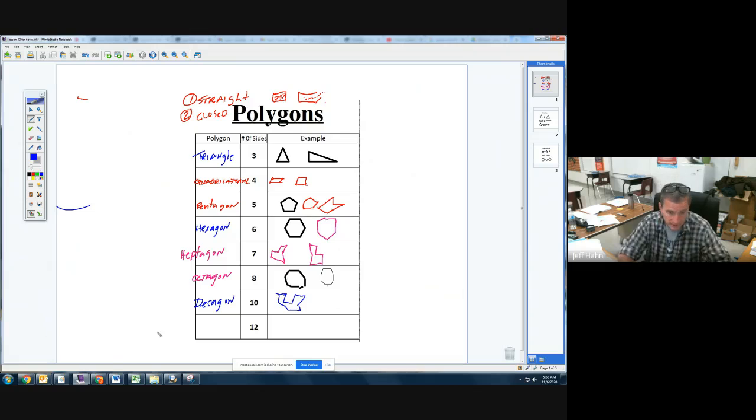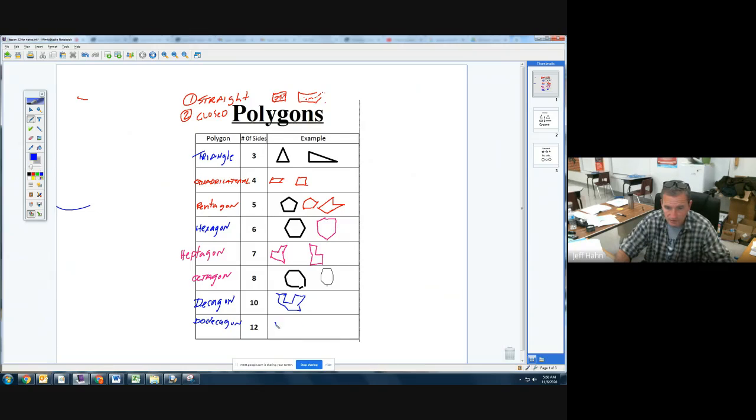And then the 12-sided shape is called a dodecagon. Not sure we can fit that all in that square. We'll try. Dodecagon. And you're going to feel my pain here for 12 sides because who knows if I can do it.